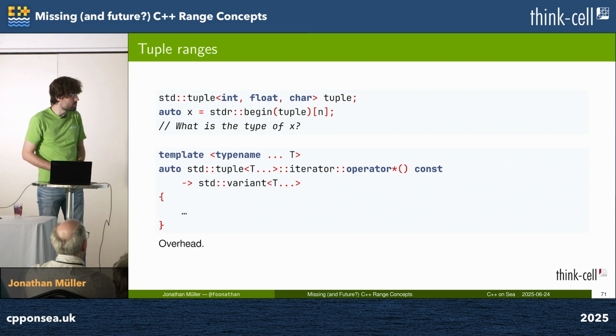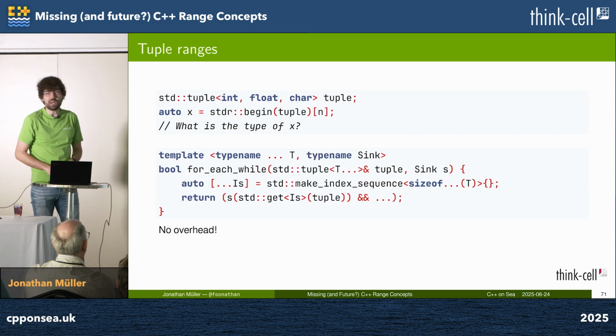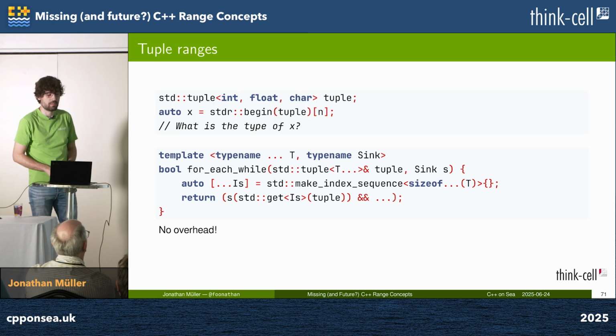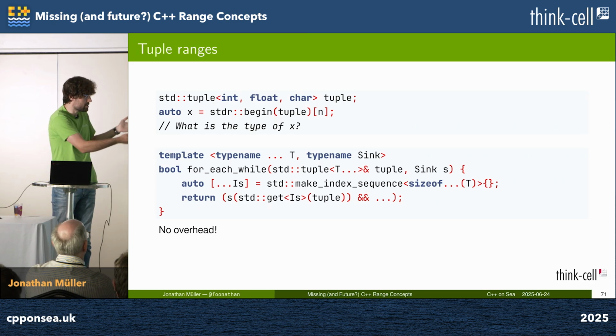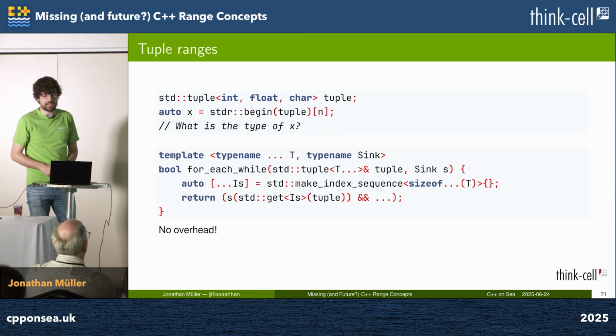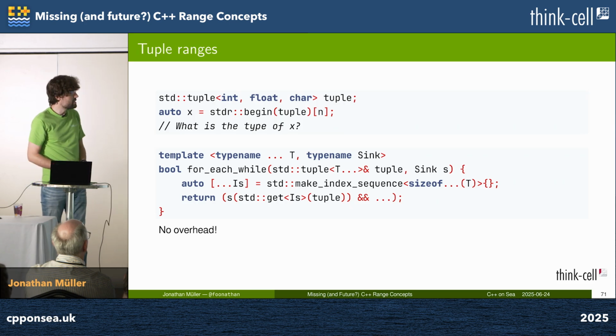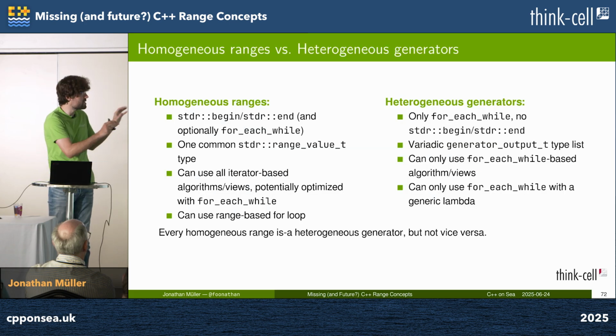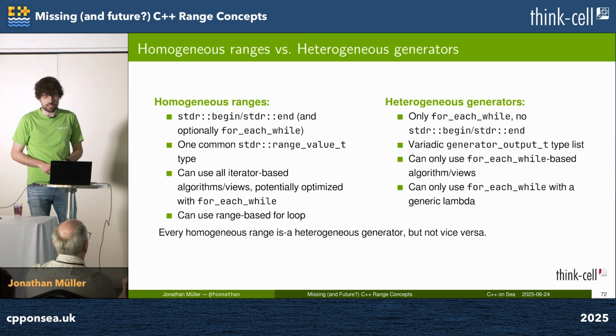However, what we could do with tuple is implement for_each_while for tuple, because this one doesn't require iterators. We just call the sink on each element of the tuple. This doesn't introduce any overhead because we don't need to construct a variant at any point. And this is a concept that we support in the library, which I call homogeneous ranges versus heterogeneous generators.